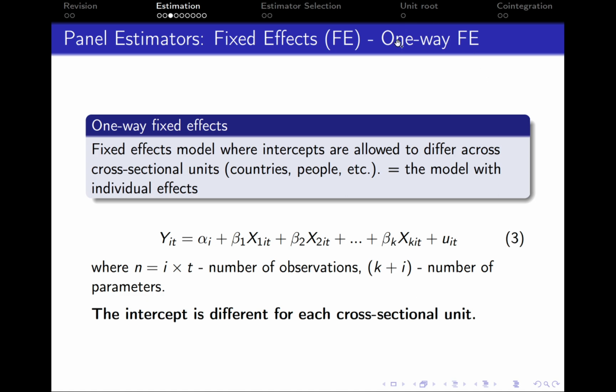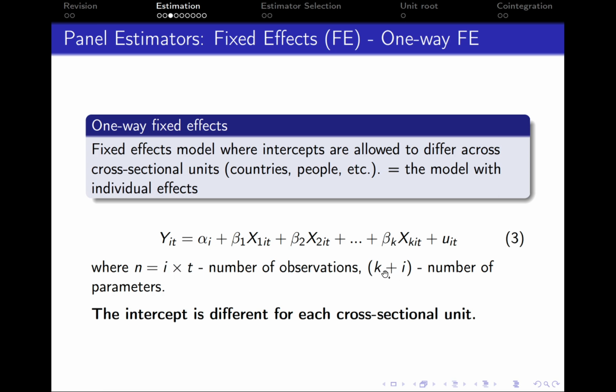So let's start with its first type, one-way fixed effects estimator. One-way fixed effects, this is the fixed effects model where intercepts are allowed to differ across cross-sectional units, countries, people, etc. So we say that this model has individual effects. And if you look at this equation and compare it with the previous one, you will see that now the intercept comes with the subscript i, meaning that it is different for each country, for each cross-sectional unit. So the number of observations is calculated in the same way. This is just the product of the number of cross-sectional units and time periods.